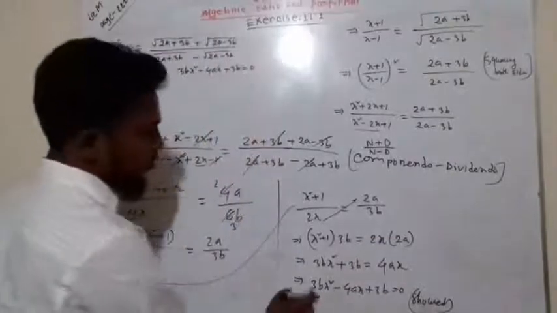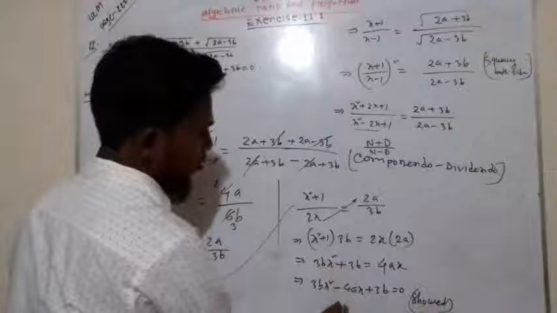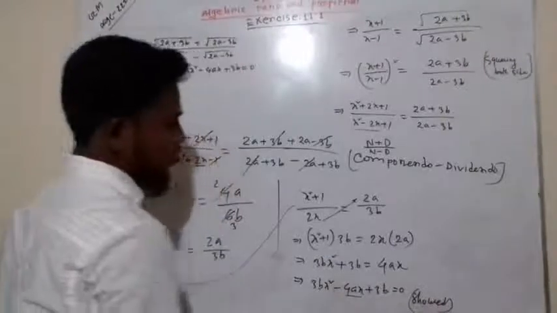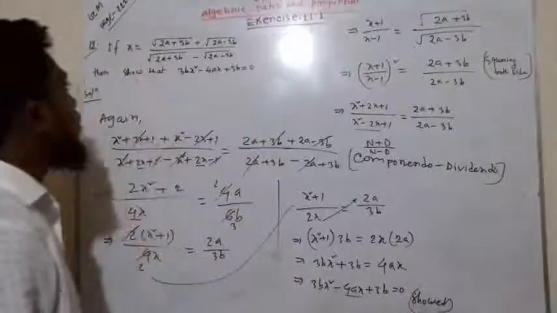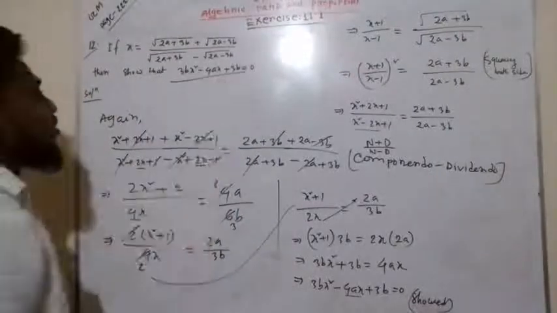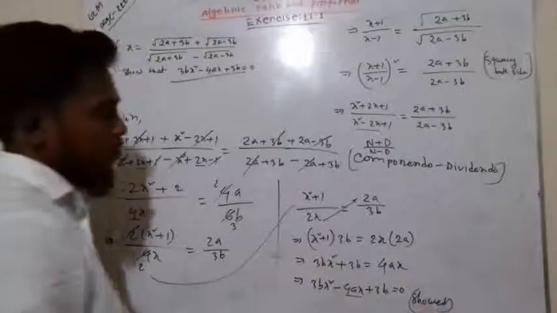Now we can write 3bx square minus 4ax plus 3b equal to 0. Hence our result is proved.